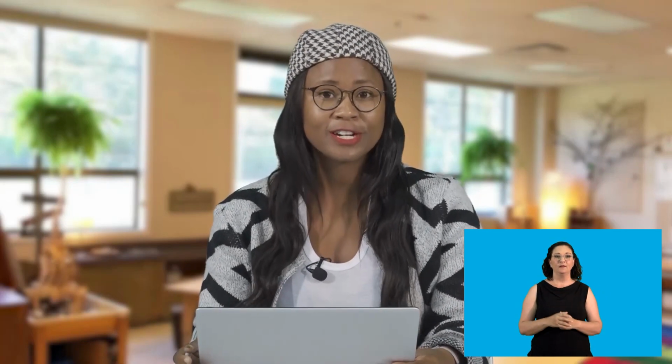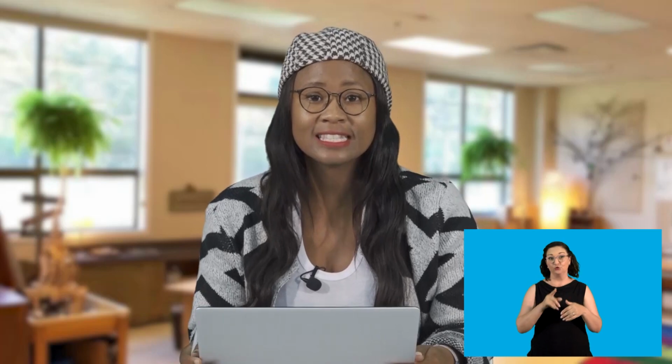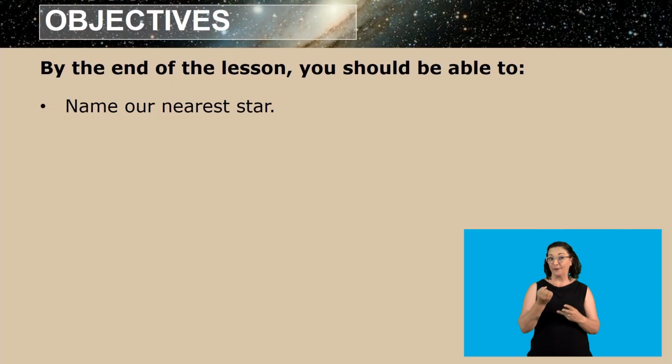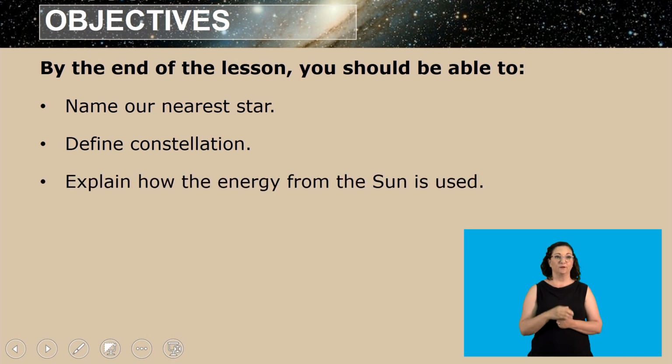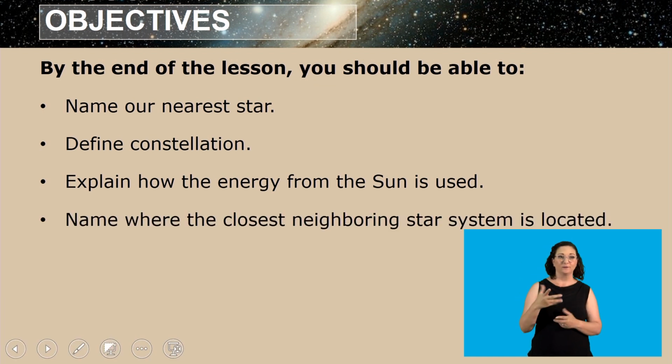Now, in order for us to be able to do that, the following are our lesson objectives. By the end of the lesson, you should be able to name our nearest star, define constellation, explain how the energy from the sun is used, and name where the closest neighboring star system is located.